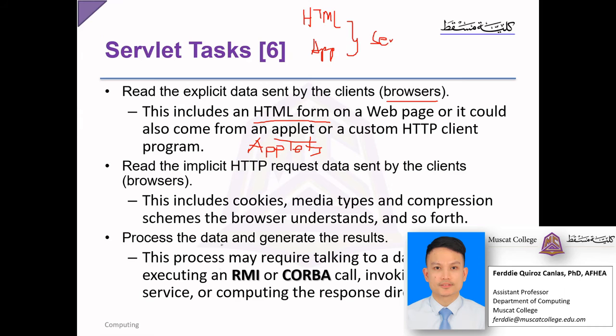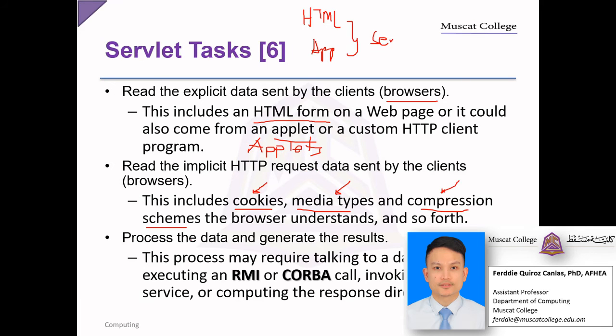So what happens next is it reads the HTTP request data sent by the clients. This includes cookies, media types, and compression schemes that the browser understands. Cookies will be the login details, you know this one, right? Login details, and so on and so forth. Media types: if you are uploading a document like Microsoft Word, whether it is compressed or not. So all of this information is collected from the client before uploading it to the server.